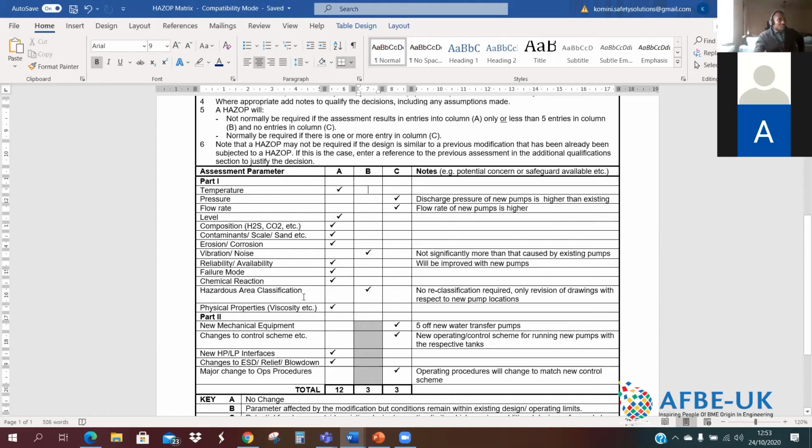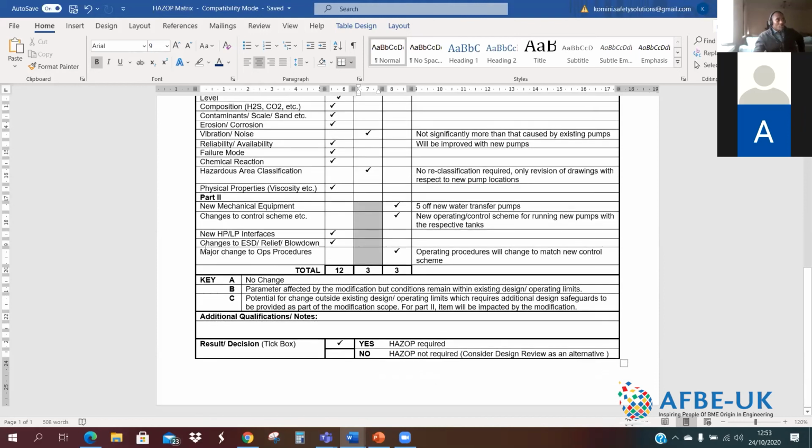Are the physical properties, such as viscosity, changing for the fluid system? No. The second part of that looks at equipment, either equipment packages or skids that you might be bringing in as part of that modification or change. Pumps, strainers, compressors are quite large. If you have a compressor system, then you probably wouldn't even need to use this HAZOP decision matrix. You should know right away that you would be doing a HAZOP.